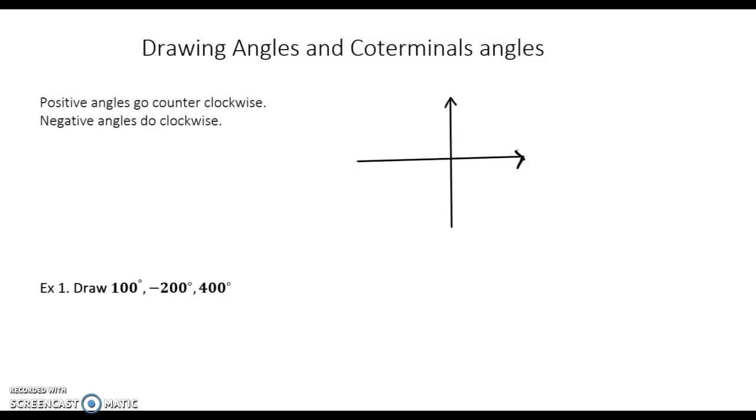So let's talk about drawing angles and coterminal angles. So we have positive angles and negative angles. Positive angles go in the counterclockwise direction, so this way. And then we have negative angles and they go in the clockwise direction, so this way. And then this is what the coordinate system looks like.